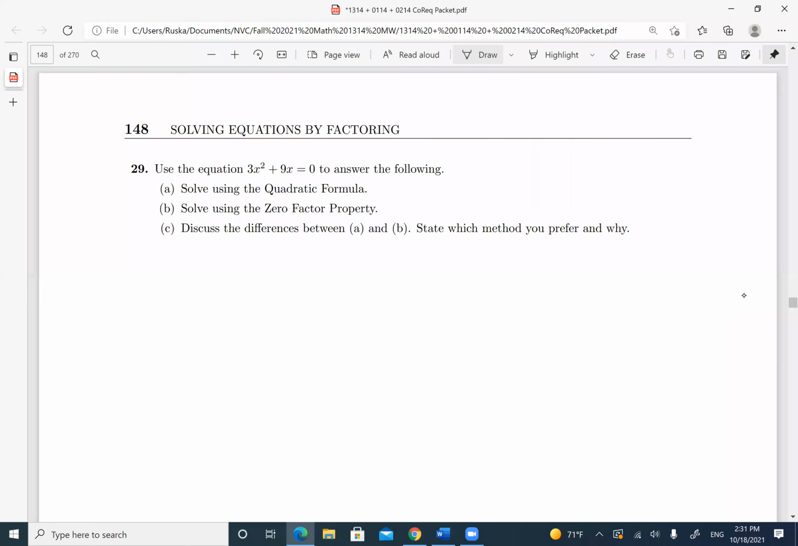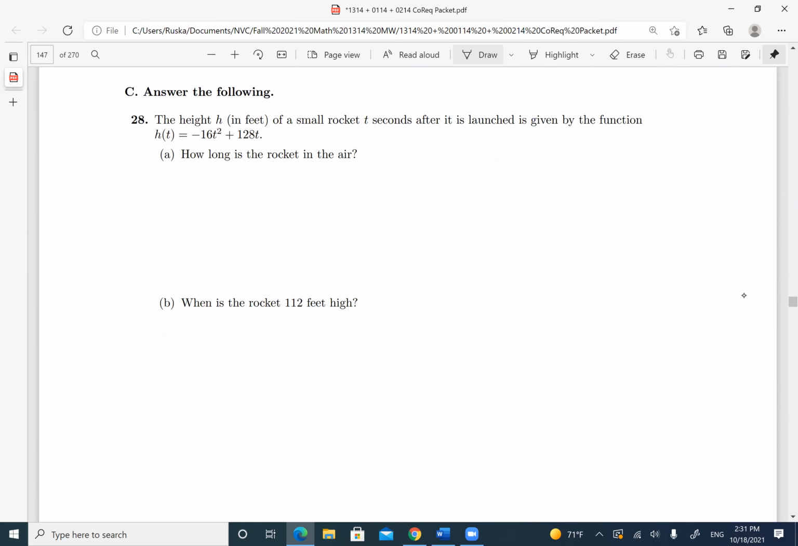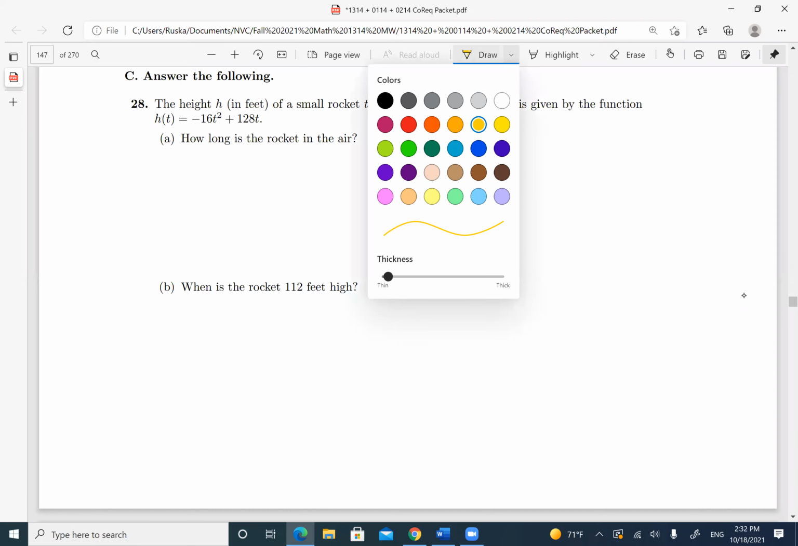We have the height. The height in feet of a small rocket t seconds after it's launched is given by the function. How long is the rocket in the air? So how are you gonna find that? When you solve it equals 0, you're gonna find out when it's gonna hit the ground, right? So the time when the rocket hit the ground is gonna be all the time when the rocket is in the air. So technically you have to solve the function equals to 0.